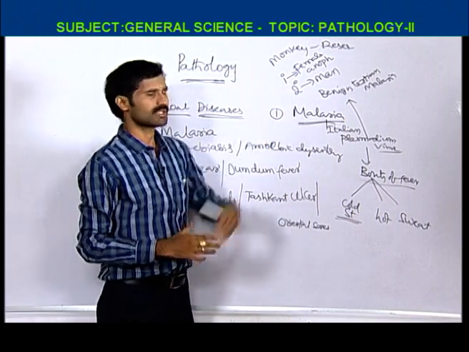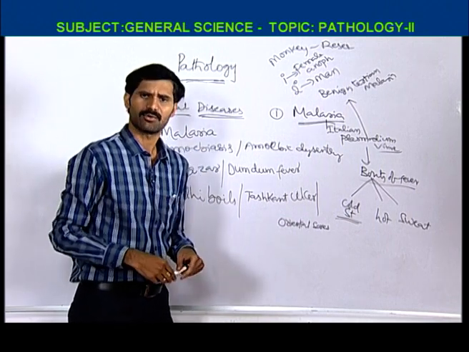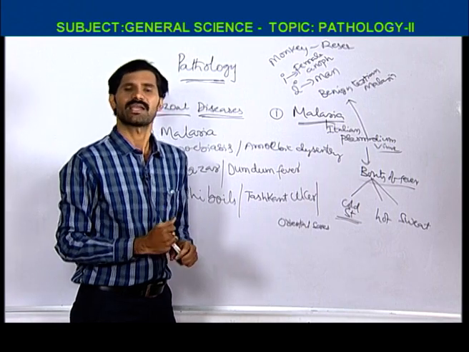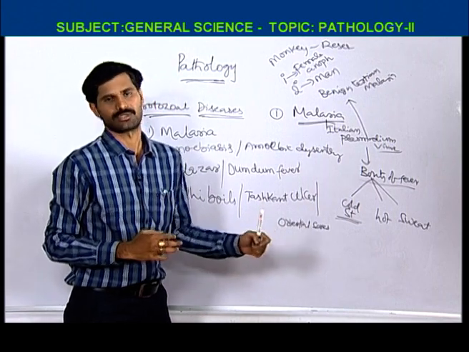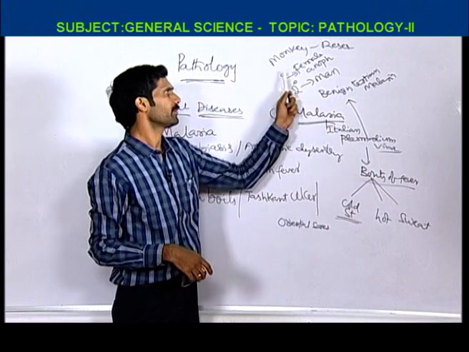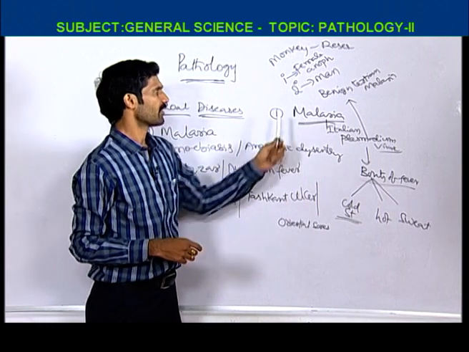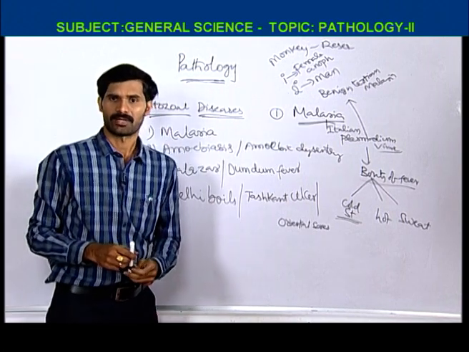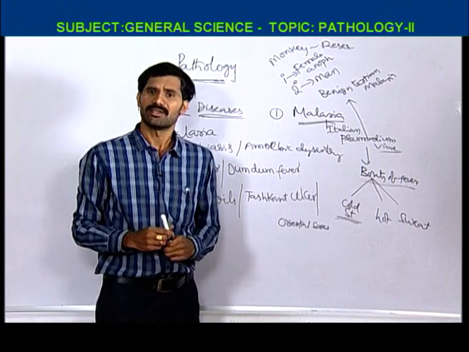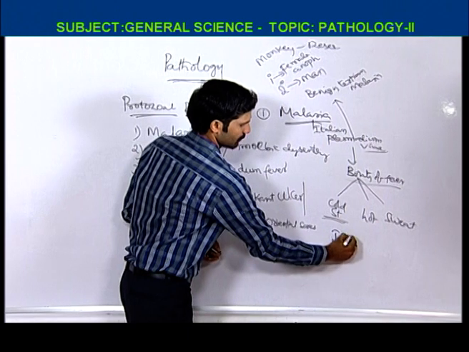In this reservoir host, parasite neither undergoes any development nor causes any problems to the reservoir host. So monkey is the reservoir host for Plasmodium vivax. Female Anopheles mosquito is the primary host for Plasmodium vivax. Man is the secondary host. And mode of infection is through inoculation.